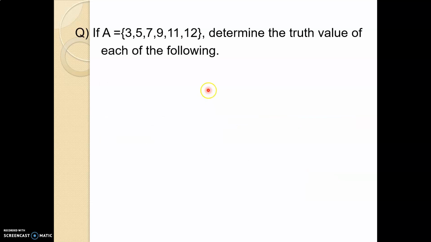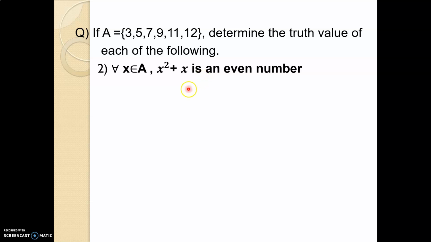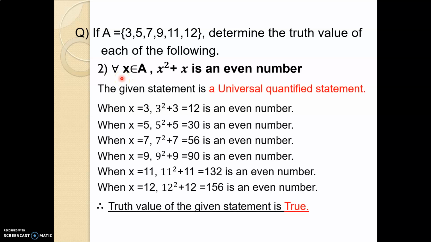If A equals the set {3, 5, 7, 9, 11, 12}, determine the truth value of the following: for all x belonging to A, x square plus x is an even number. This is a universal quantified statement, so you have to check that all the values of set A satisfy this condition. I have done all the values here: x equal to 3, 5, 7, 9, 11, 12.